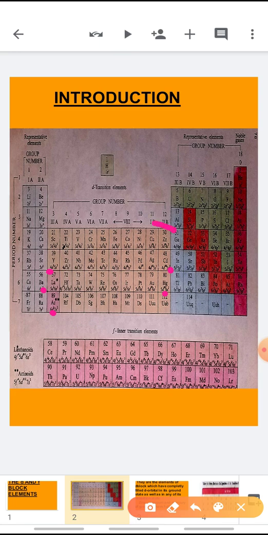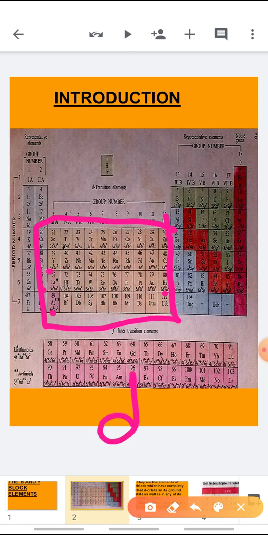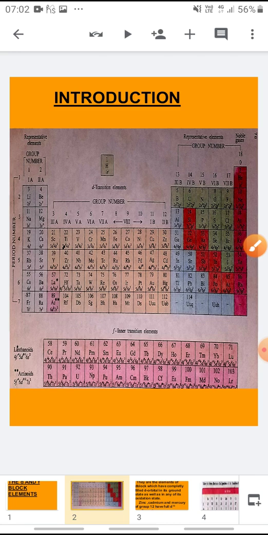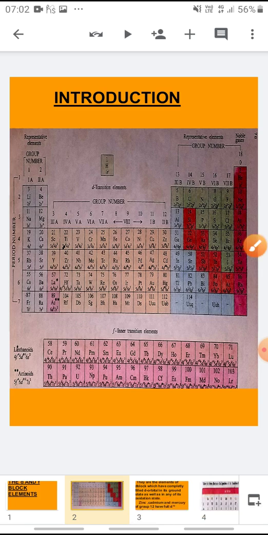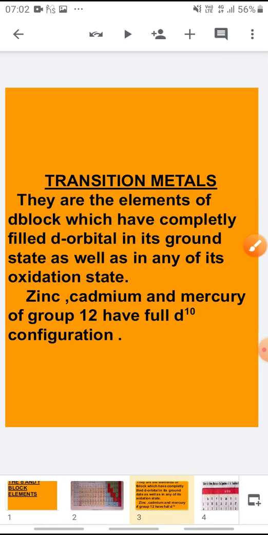Children, all these elements which are present in the D block of the periodic table are called the D block elements because the outermost electron is present in the D subshell. Now, many a times we call them the transition elements also. Now, why do we call them the transition elements? What are actually transition elements?